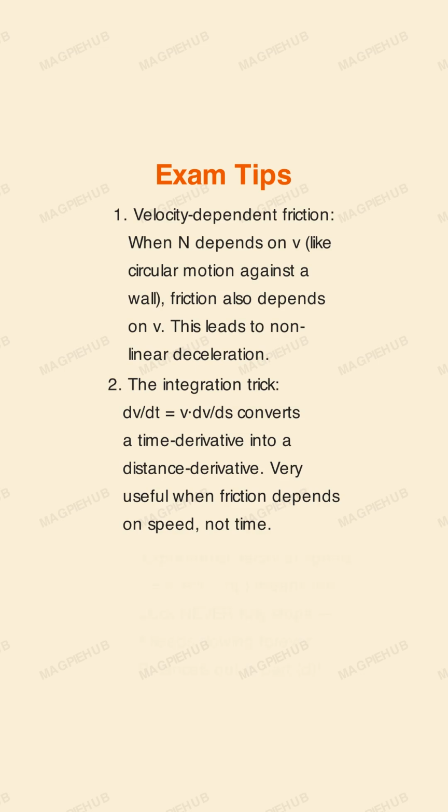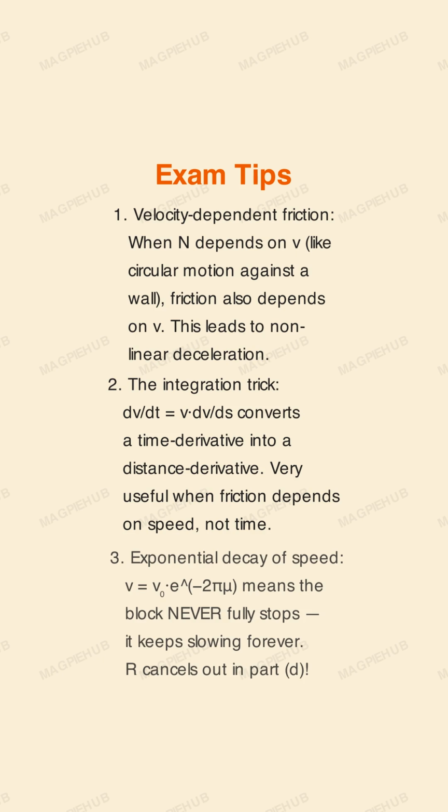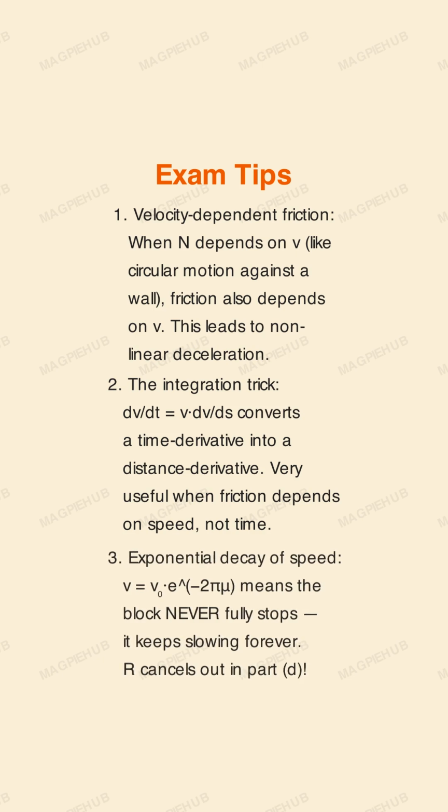The speed v equals v0 times e to the minus 2 pi mu. This means the block theoretically never fully stops. Also notice that r cancels out in the final answer. The speed after one revolution depends only on v0 and mu.